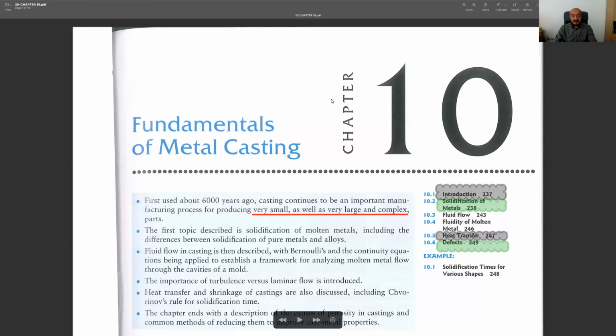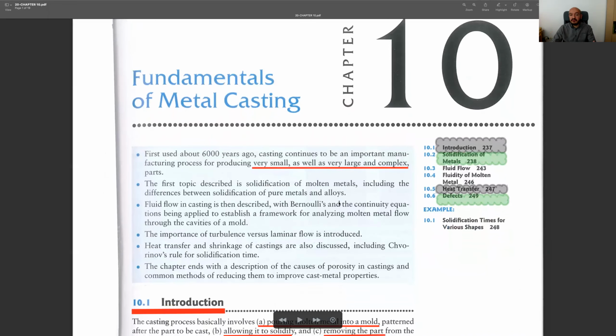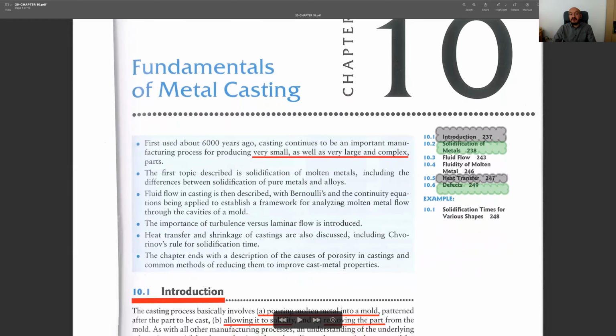Hey, this is chapter 10, and as you see, this is about the fundamentals, the principles of metal casting. In the next chapter, we'll be discussing some specific metal casting processes. In this chapter, our focus will be mainly on the fundamentals of the casting process: how casting happens, what the critical things are, what shrinkage is, and how we can eliminate it. We will be talking about such issues in this chapter.